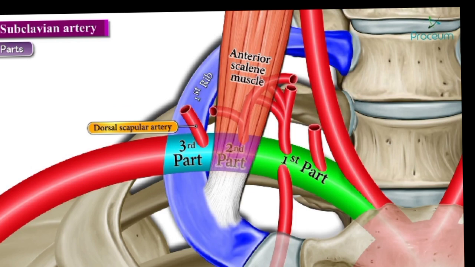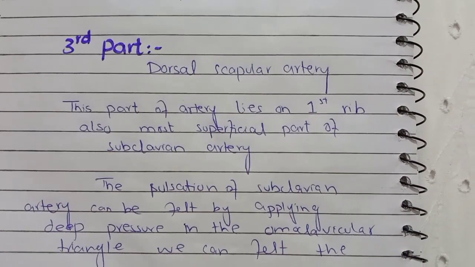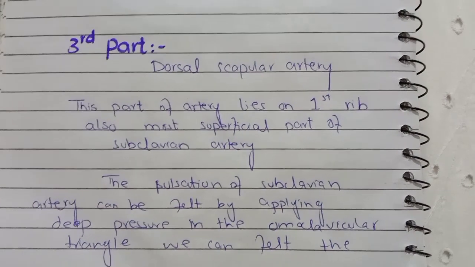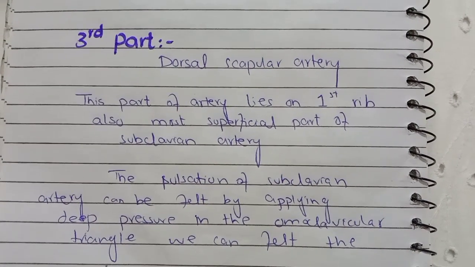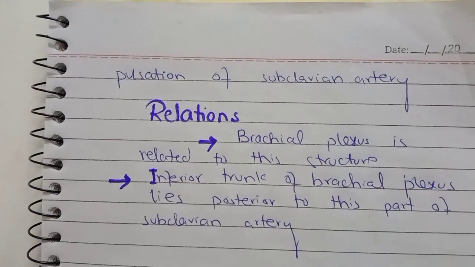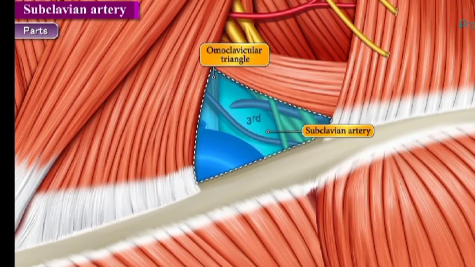Now you can see here, this part of artery lies on the first rib. Why is it important? Because the pulsation of subclavian artery can be felt by applying deep pressure in the omoclavicular triangle. Here you can see the omoclavicular triangle. The pulsation of subclavian artery can be felt by applying deep pressure in the omoclavicular triangle.